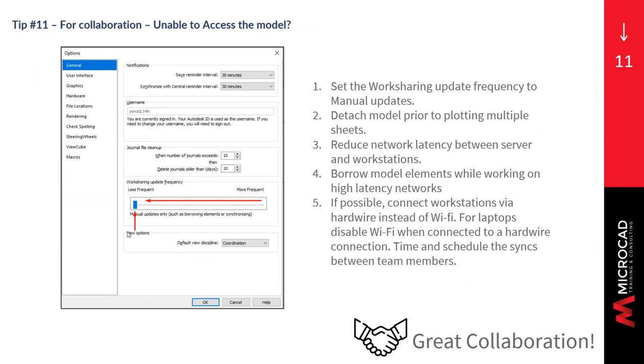So for laptops, you want to disable the Wi-Fi when it's connected to the hardwire connection. And if you have dual connection, this can cause slowdowns for the team, and this can lead to file corruption. So just be careful when collaborating and try to think about this in your models.